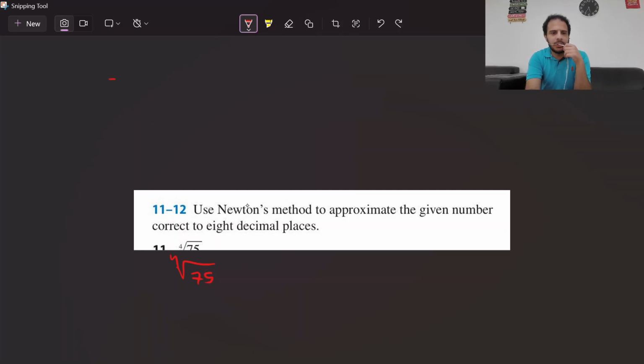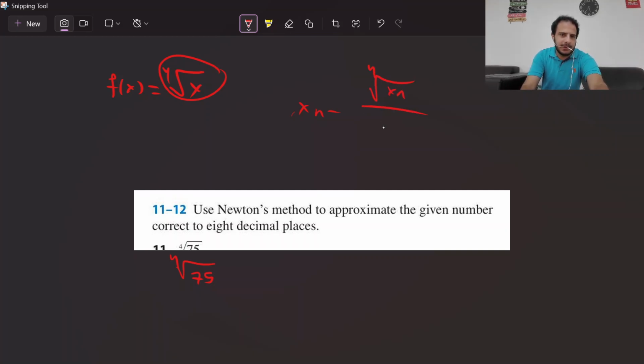So you suggest this function, the fourth root of x. The method would work, but I have criticism for it. When you apply Newton's method with this function, it will involve xn minus the fourth root of xn, and also the derivative here. So you will calculate the fourth root of numbers that are even harder than 75. Okay?